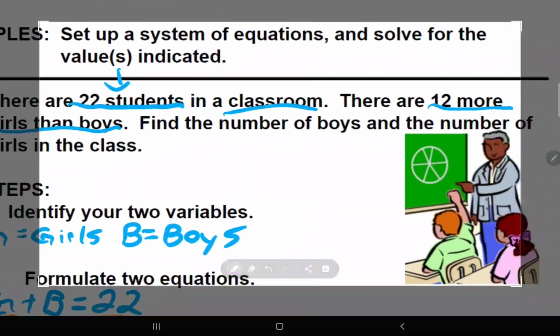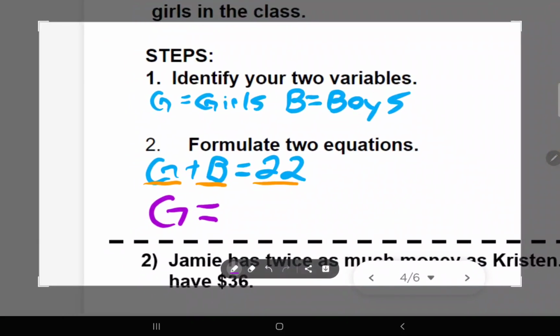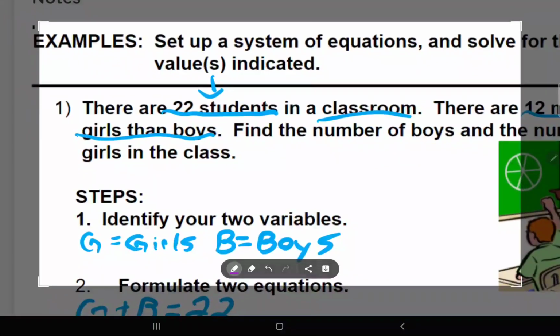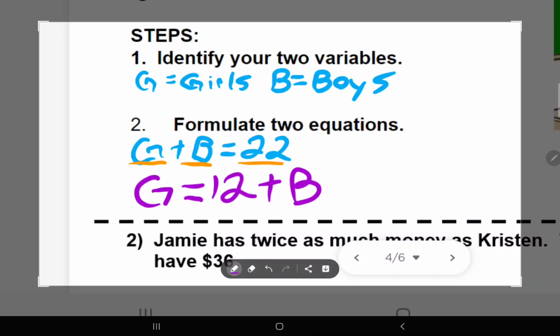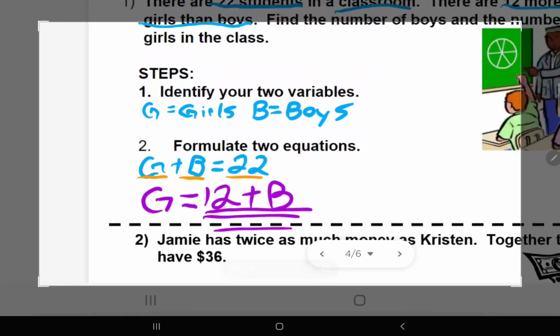So what are the two things that I know? 12 more. So I'm going to put 12 plus. I wrote it backwards, but it's okay. I'm going to put G is equal to 12 plus boys. So we have 12 more girls than we do boys. So the number of girls is going to be 12 more than boys. That's exactly what we did here. I know I'm repeating myself a lot, but this one might be a little confusing. The other ones are going to be a lot easier for you guys to understand. And that's it. We wrote our two equations.